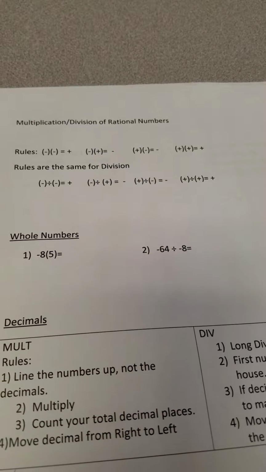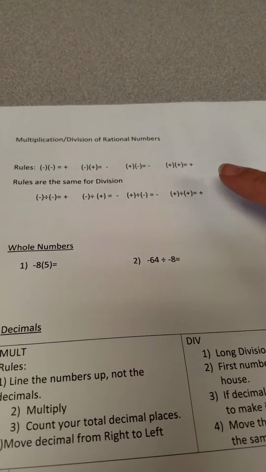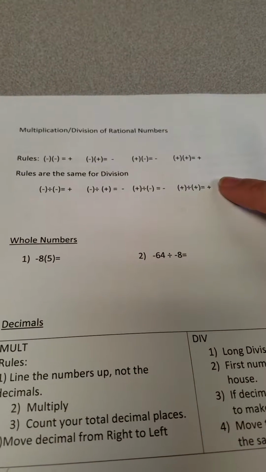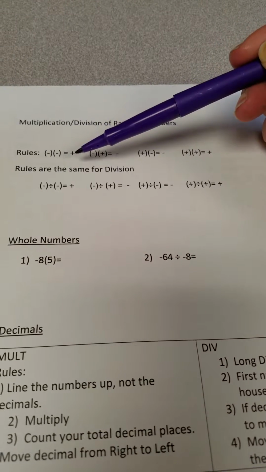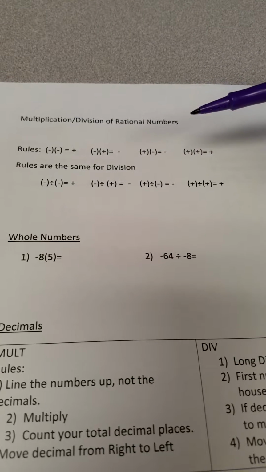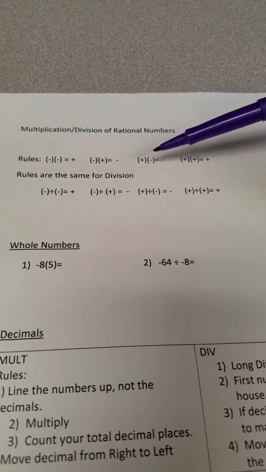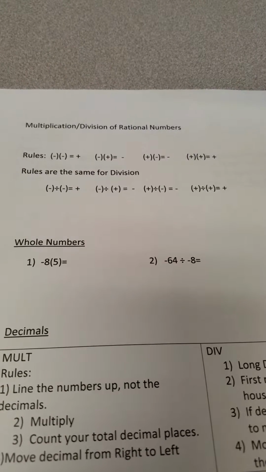Okay, today we're going to go over multiplying and dividing rational numbers. You need to have these rules written down in your notebook, please. The rules for multiplication are that a negative times a negative equals a positive, a positive times a negative equals a negative, a negative times a positive equals a negative, and a positive times a positive equals a positive.